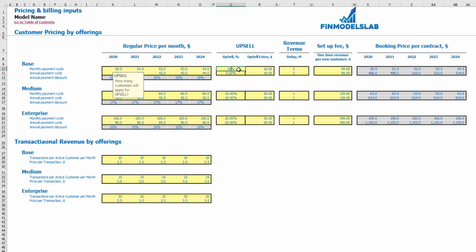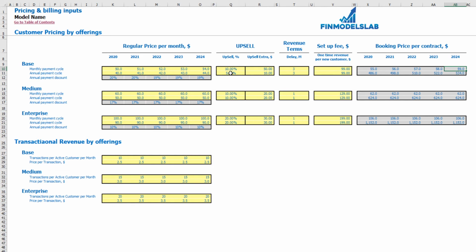Let's pretend that 10% of customers will pay you additional $10 per contract. This means that your upsell will be additional $1 per month, for example, for this monthly payment cycle. How it works? So you have $50 plus 10% of $10, which is $1, and you have booking price per contract, $51, $52, $53, $54, $55. If you need more, for example, $50, it will add additional $5 per month of upsell across the years.